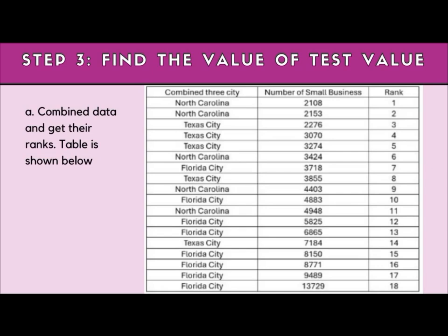Now that we have our critical value, let us move on to step 3, which is to find the test value or our H statistic. The first thing we are going to do is to combine the data and get the ranks. The table is shown on the right. The first column shows the combined three cities of North Carolina, Texas City, and Florida City. The second column shows the number of small businesses, and as you can see, it is ranked from lowest to highest.